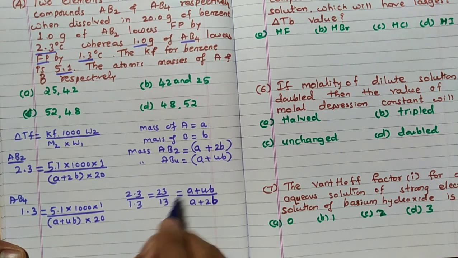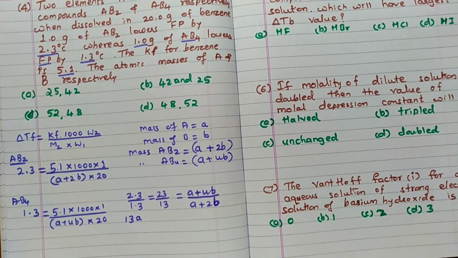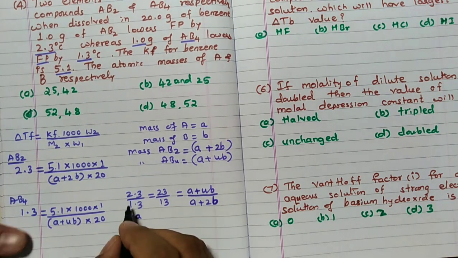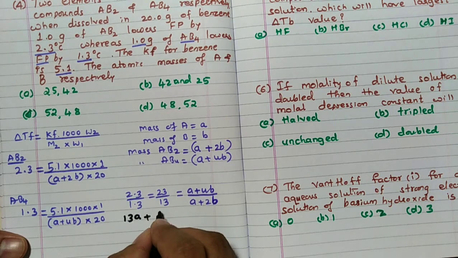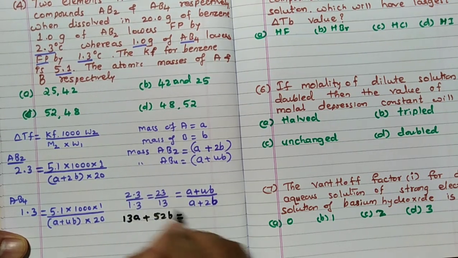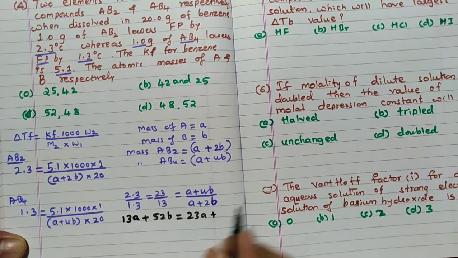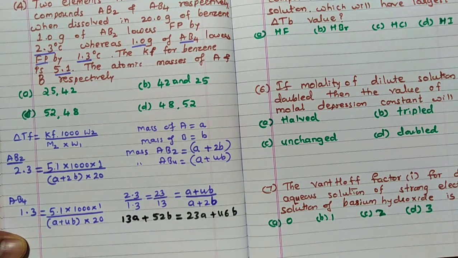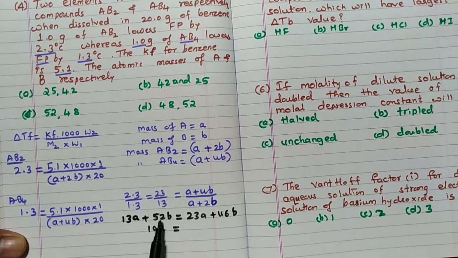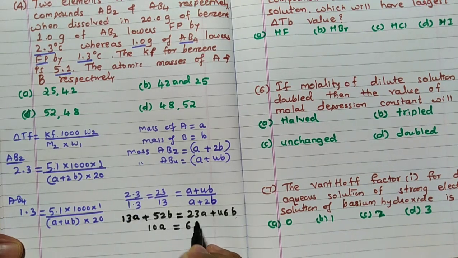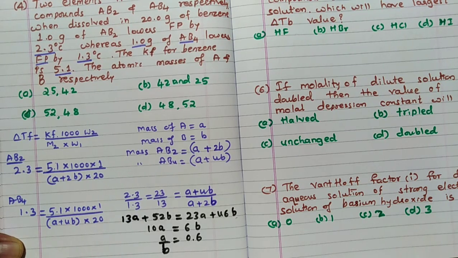So when I simplify, remember I will get 13A, right? So simplification I will do it in black ink. 13A plus 13 fours are how much? So 52. So 52B is equal to 23A plus 23 2s are 46B, right? A and B will take it one side. So 23A minus 13A, remaining is 10A is equal to 52B minus 46B, so that's 6B. So A by B is equal to 6 by 10, which is nothing but 0.6. A by B is equal to 0.6.